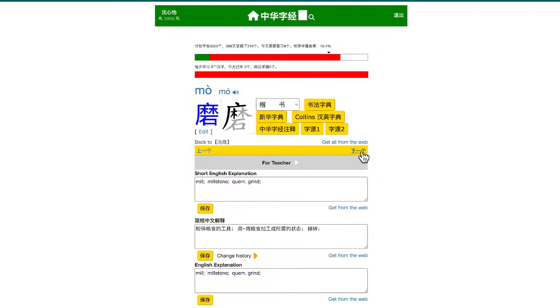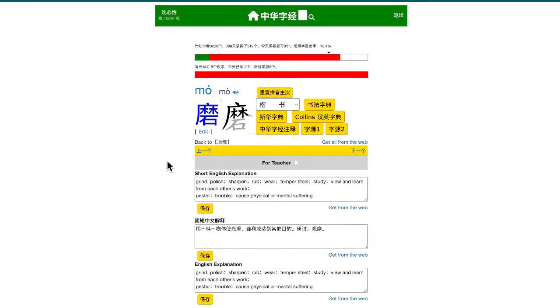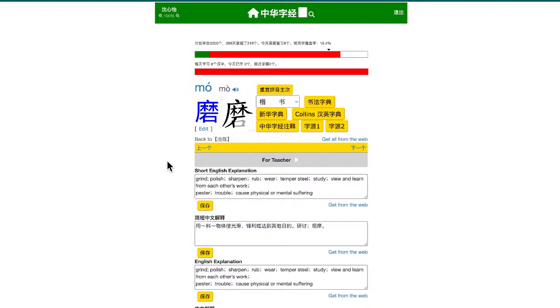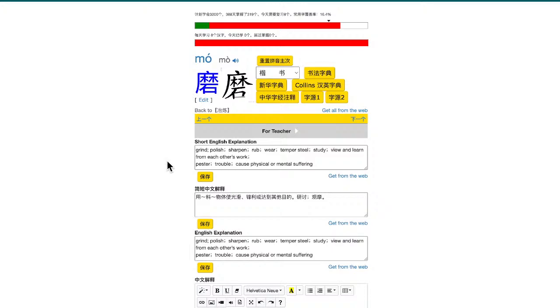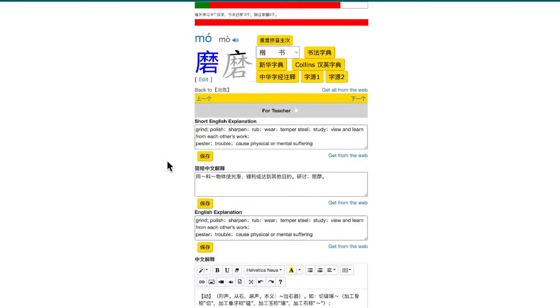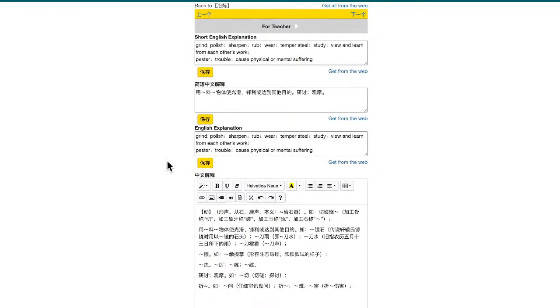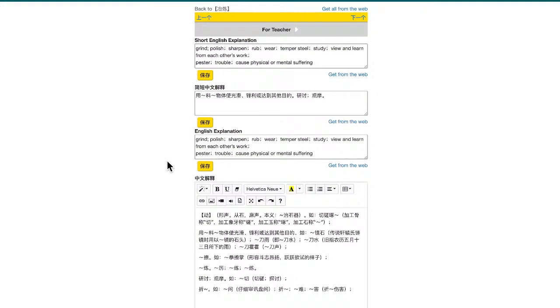Now this thing has another pronunciation, mo. Mo is the noun, mo is the verb. Mo means grind, the action of grinding, polishing, sharpening, rubbing. It also has a metaphorical use, which means study, learn, like learning from each other's work by copying. Okay, view and learn.